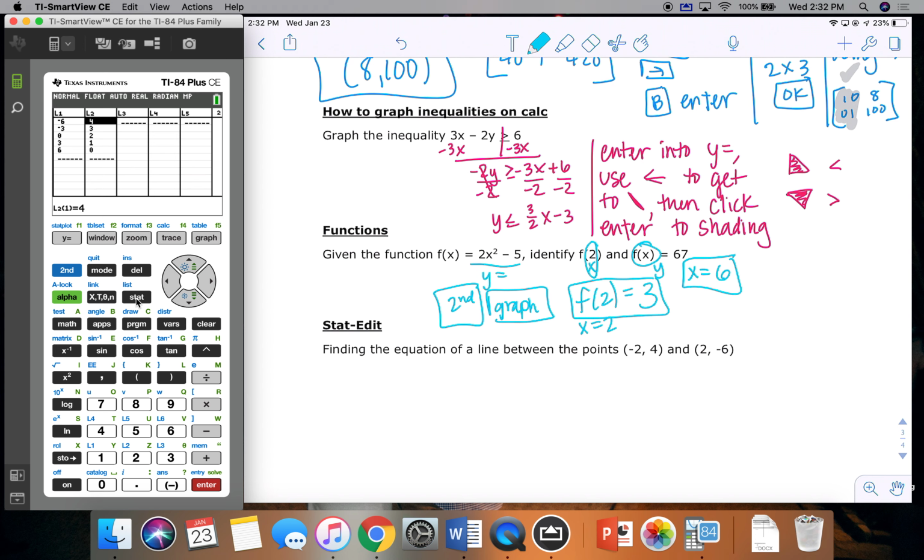And then stat edit, we click stat, scroll right to edit, and click enter. We enter our tables, so -2, 4, and 2, -6. Remember, if anything is in there already, then you can go up till the list is highlighted and click clear.